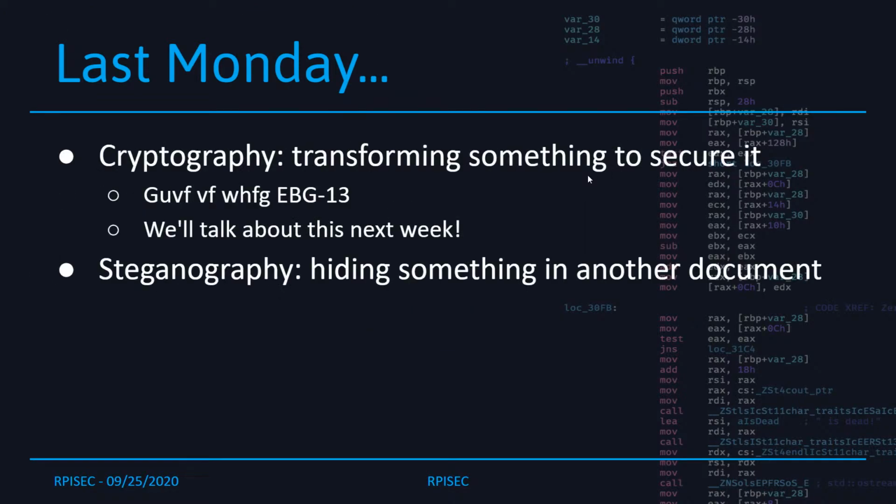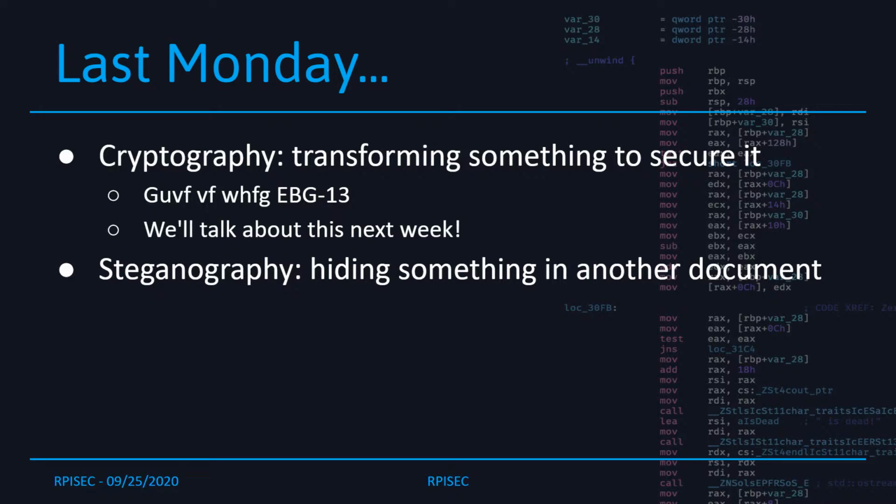So, just a quick recap. Cryptography and steganography might sound pretty similar, but they are different ideas. Cryptography is going to take some secret and transform it so that it can no longer be understood. So, for example, the GUV EBG13. Well, it means something. I don't know what it means, but we'll probably get to decoding that next week.